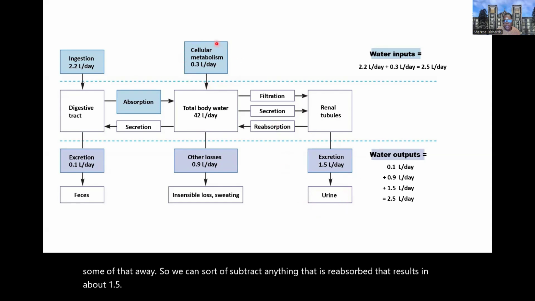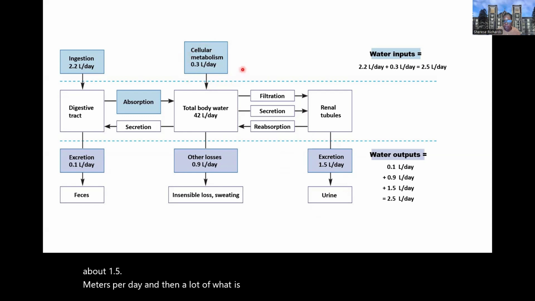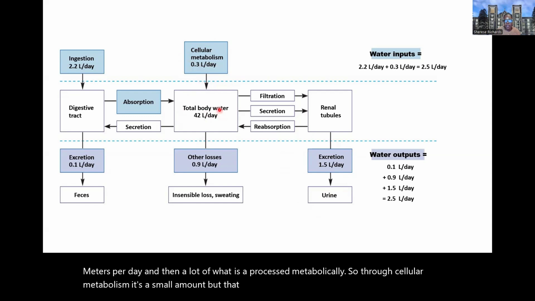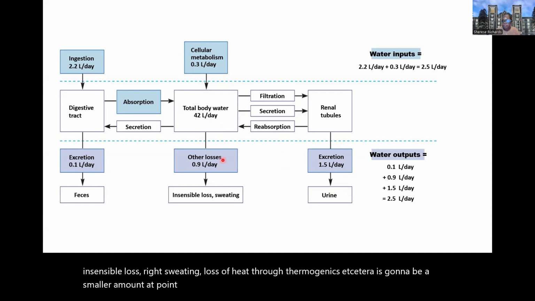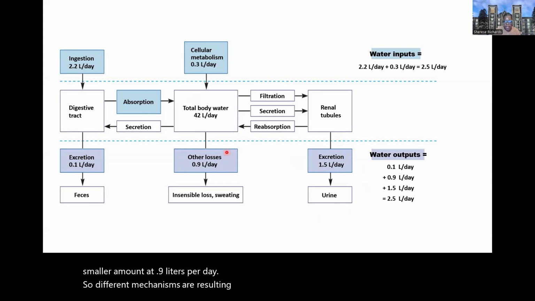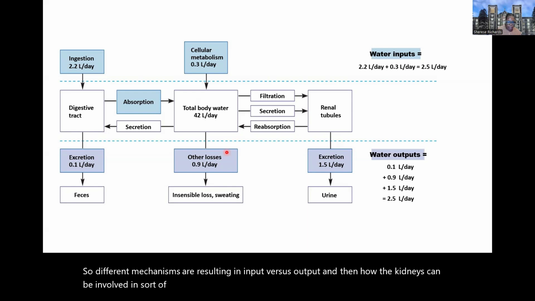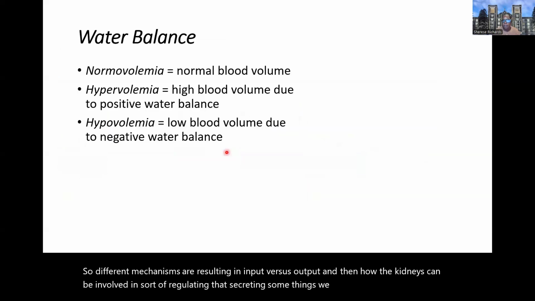And then a lot of what is processed metabolically, so through cellular metabolism, it's a small amount, but that is going to be contributing to what we call insensible loss, right? Sweating, loss of heat through thermogenics, etc., is going to be a smaller amount at 0.9 liters per day. So different mechanisms resulting in input versus output, and then how the kidneys can be involved in regulating that, secreting some things, reabsorbing in some areas as well.